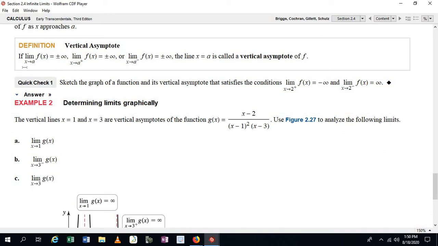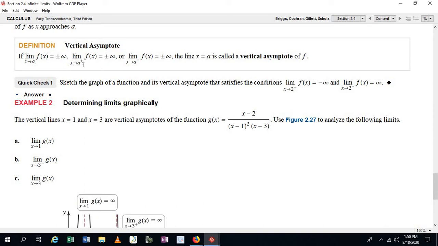So this limit as x approaches a of f of x, if it's plus or minus infinity, then x equals a, the number that x is approaching, is said to be a vertical asymptote. And that's true if you have a two-sided limit that's an infinite limit. But it's also true if you have just a one-sided limit that's an infinite limit.